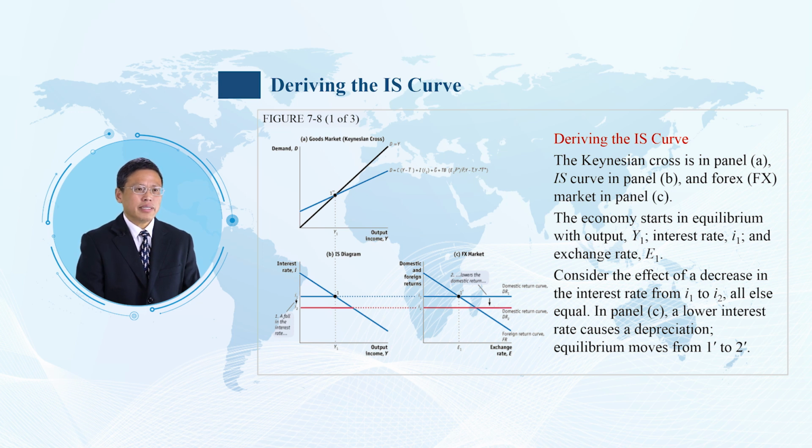The economy starts in equilibrium with output Y1, interest rate I1, and the exchange rate E1. Consider the effect of a decrease in the interest rate from I1 to I2, all else equal. In Panel C, a lower interest rate causes a depreciation. Equilibrium moves from 1 to 2.